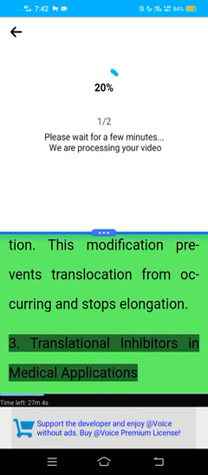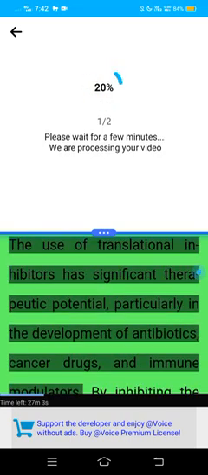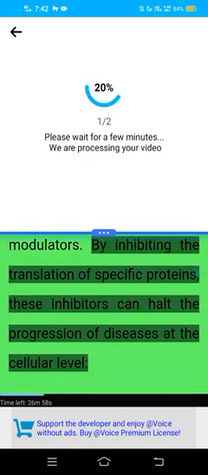3. Translational inhibitors in medical applications. The use of translational inhibitors has significant therapeutic potential, particularly in the development of antibiotics, cancer drugs, and immune modulators. By inhibiting the translation of specific proteins, these inhibitors can halt the progression of diseases at the cellular level.